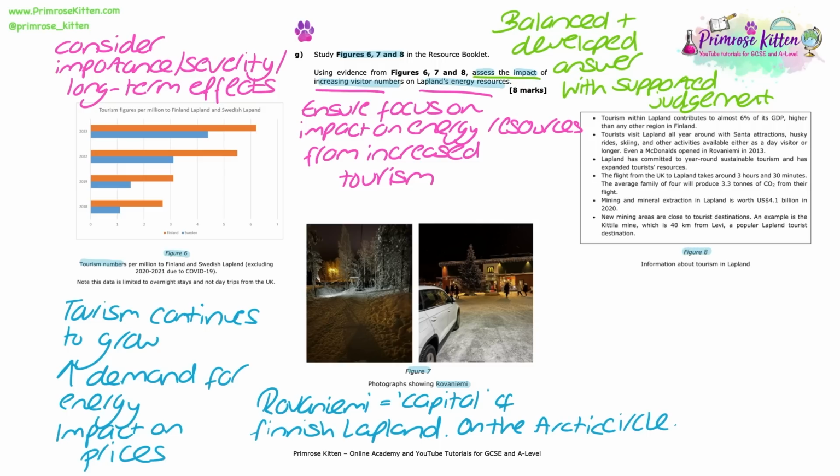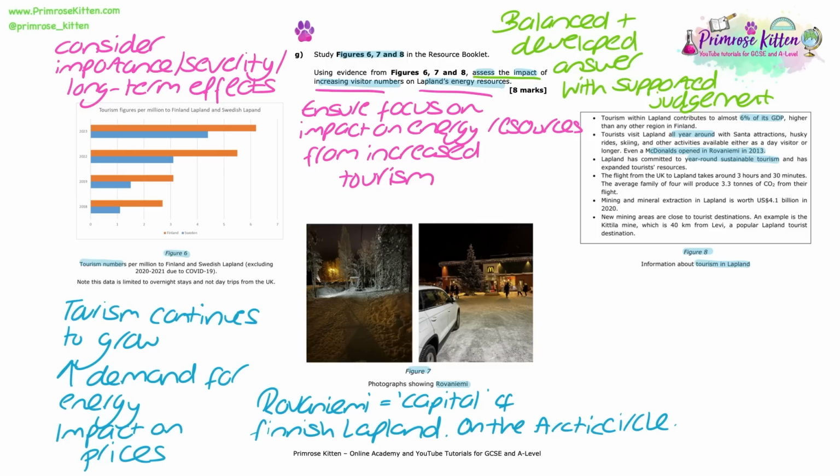Figure 8 provides information about tourism in Lapland. It tells us that tourism within Lapland contributes to almost 6% of its GDP, higher than any other region in Finland. That tourists visit Lapland all year round, with Santa attractions, husky rides, skiing and other activities available either as a day visitor or longer. Even a McDonald's opened in Rovaniemi in 2013.